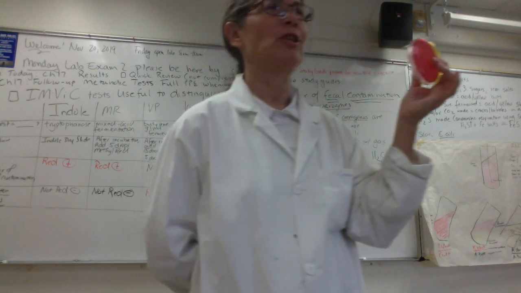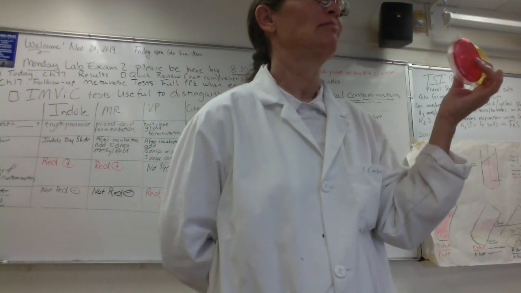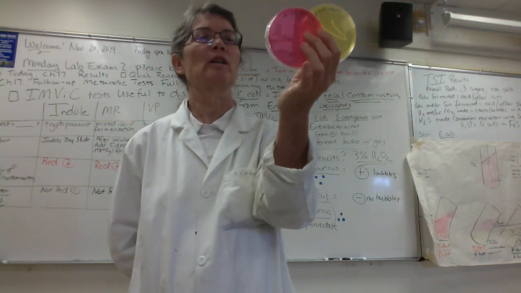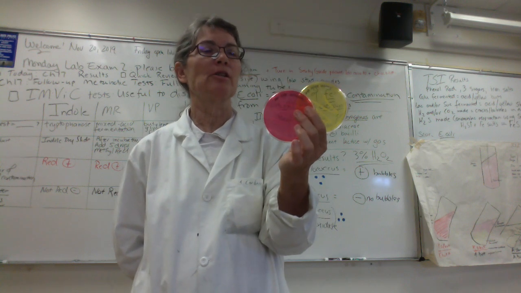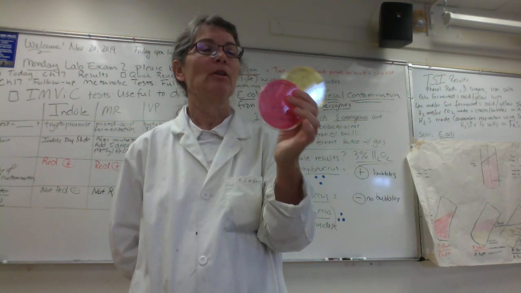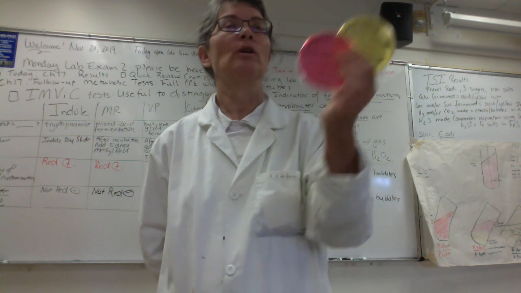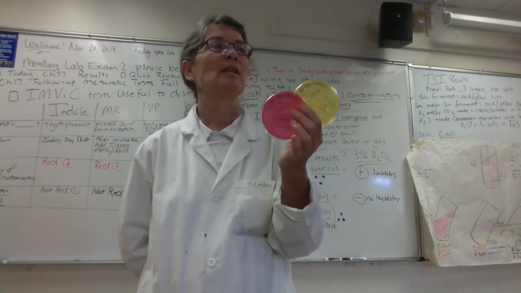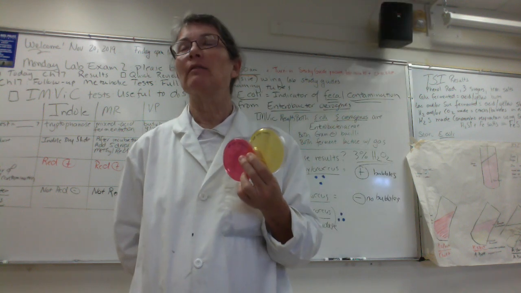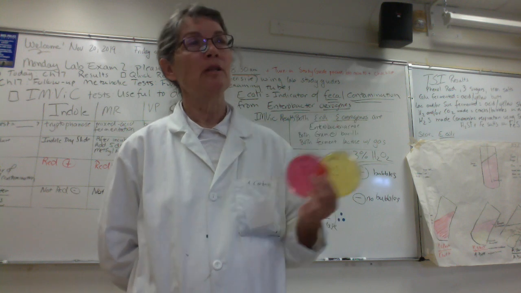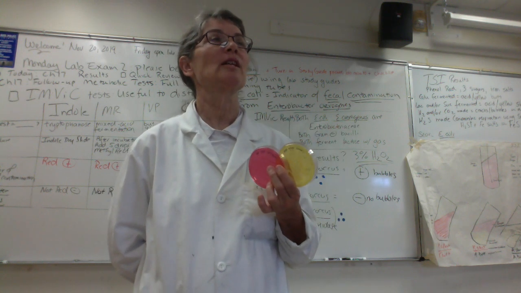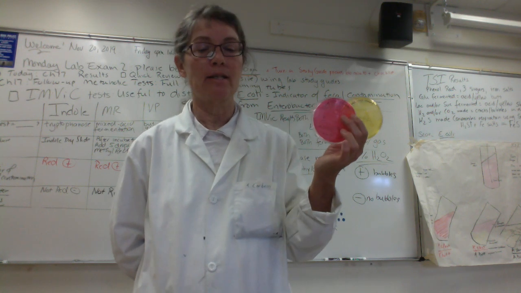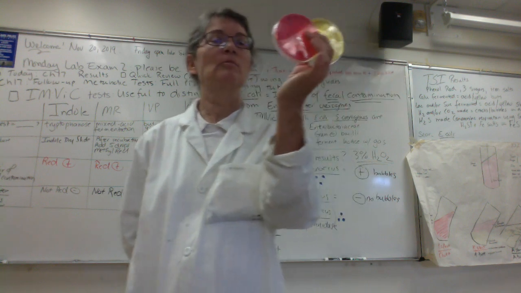What's our default pH indicator if we can't think of anything? Phenol red, right? What color is phenol red at acidic pH? Yellow, okay? So if mannitol is fermented, what color should the agar turn? Yellow. If the microbe can't ferment mannitol, they tear apart amino acids, release ammonia, causing an alkaline reaction. What color is phenol red at an alkaline pH?